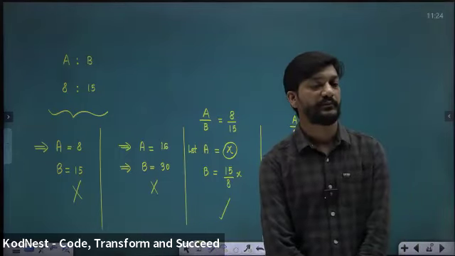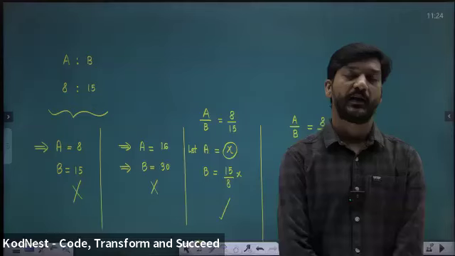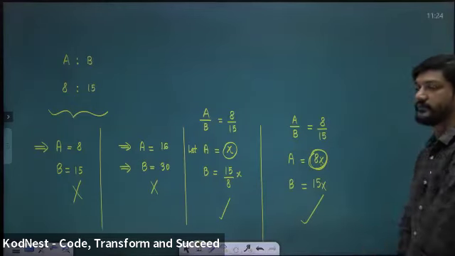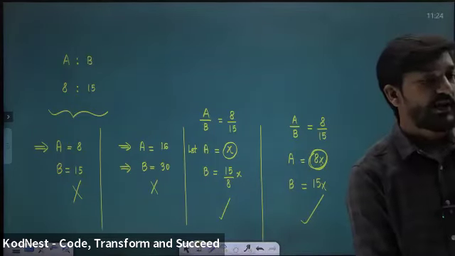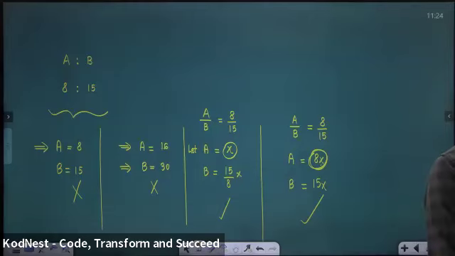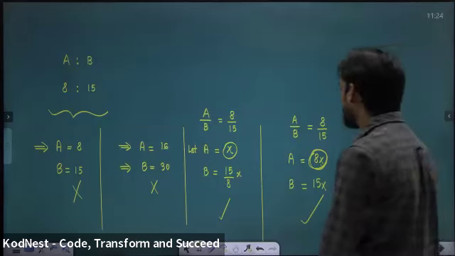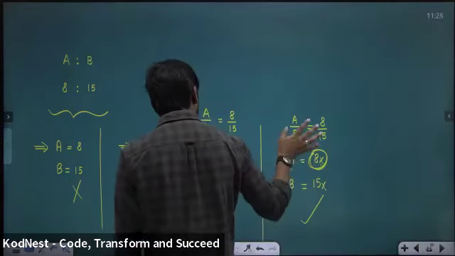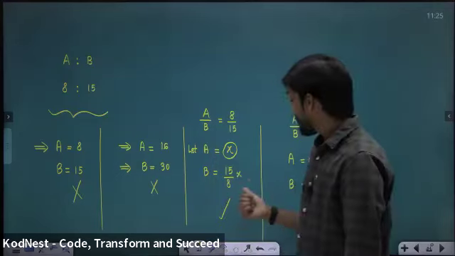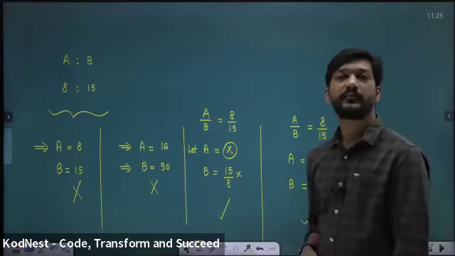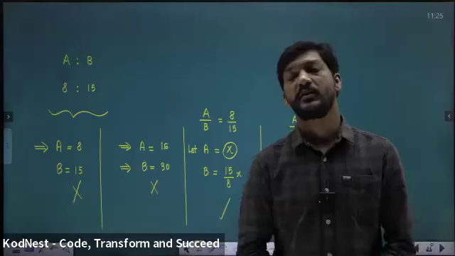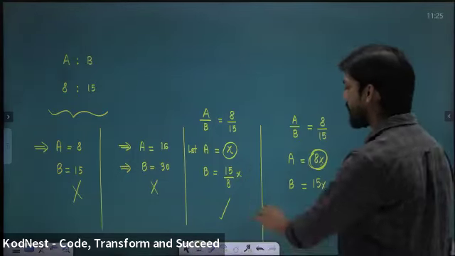What is A plus B? Difficult. Okay. What is A plus B? 23X. What is B minus A? 7x. So things are easy calculation wise if you do this. So why this is difficult? Because fractions are there. Whenever fraction comes, calculation comes. So that's why this is right, but avoid.